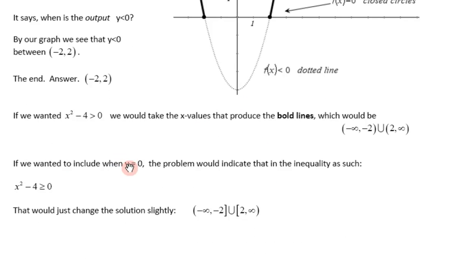Now if we wanted to include the y equals 0 points, that point and this point, basically we'd put a greater than or equal to or a less than or equal to. In this case I have a greater than or equal to, so notice that the -2 and the +2 change to brackets, because now we'd be including these two points where it actually equals 0.